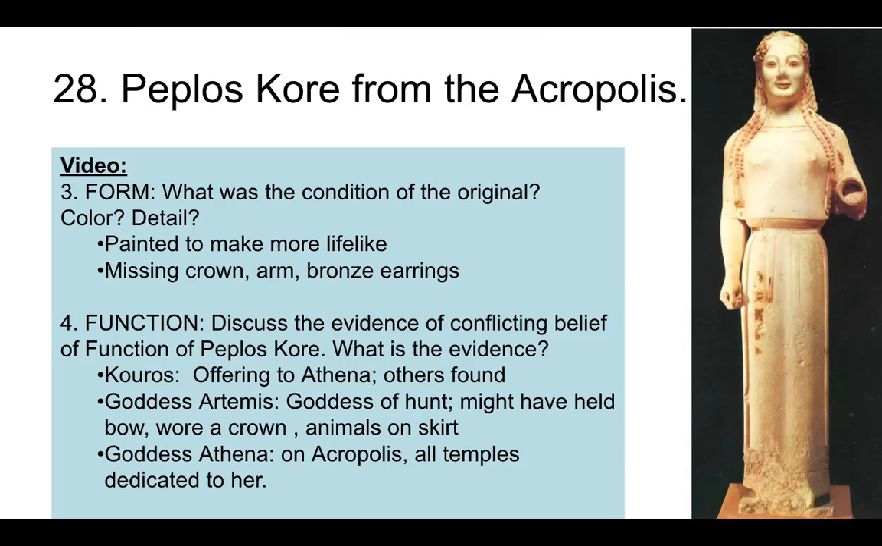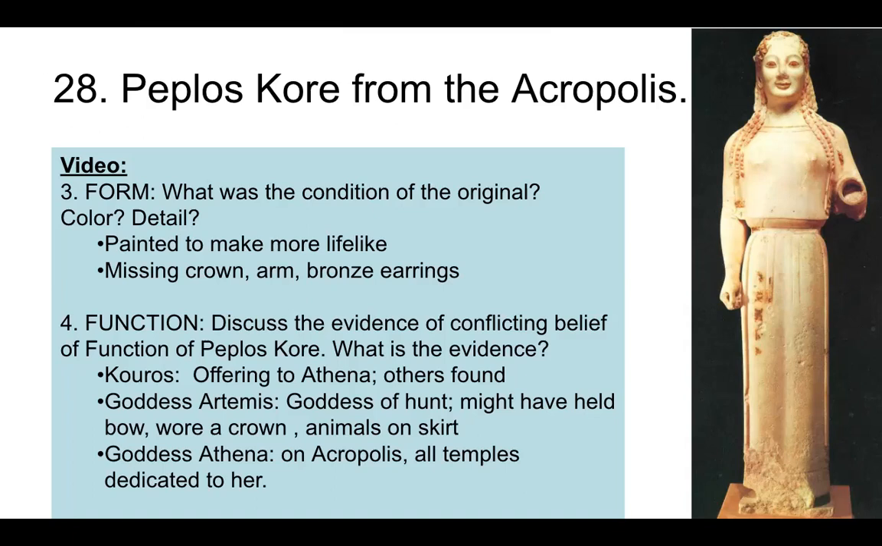She, like I said, would have been painted, and we think she had a crown, right? She obviously is missing an arm, right? And she probably had bronze earrings. We think she was probably holding something in her hand. You notice that there is a hole in her hand.